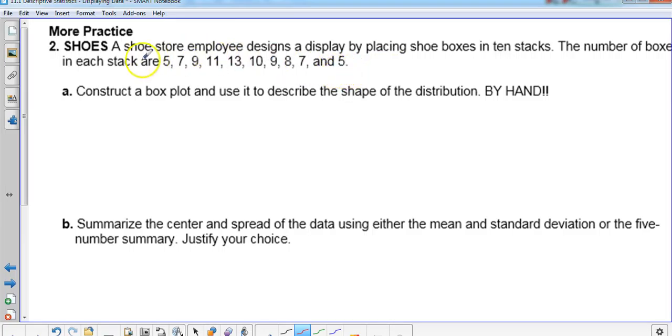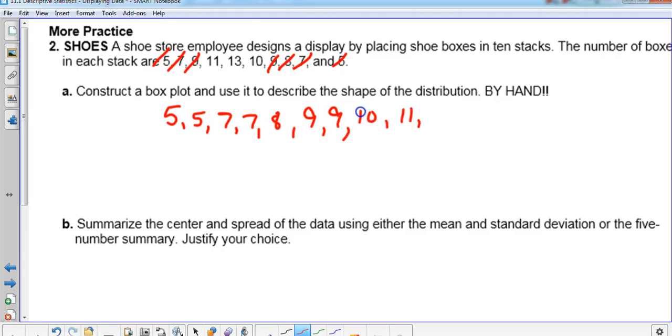First thing you do to plot these numbers is you put them in order. It goes 5, 5, 7, 7, 8, 9, 9. I've done this 3 times today, so I'm pretty sure I got this right. And then 10, 11, 13. Okay? You normally wouldn't have to do this. By the way, what's the mode of this? 5, 7, 9 are all 3 modes. Okay? It's called multimodal.